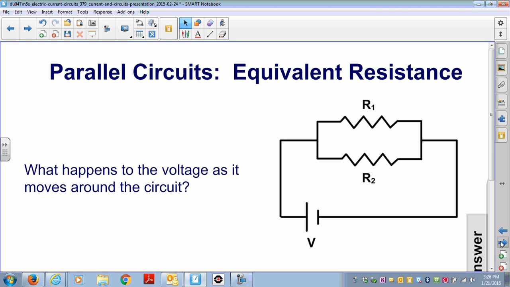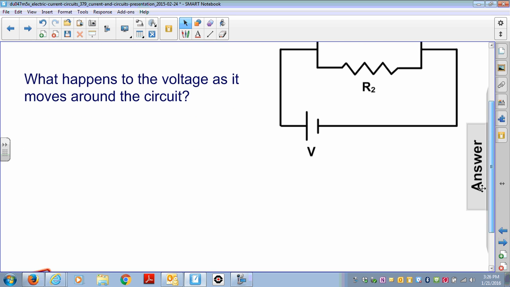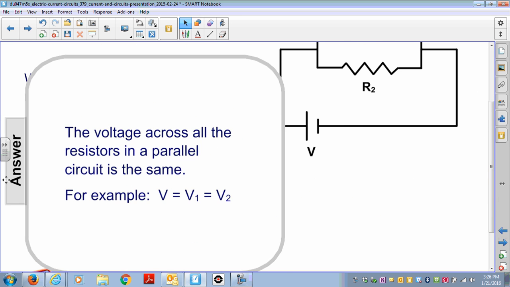What happens to the voltage as it moves around the circuit? That's right. It's going to remain the same. The voltage across all the resistors in a parallel circuit is the same. V is equal to V1, which is equal to V2.